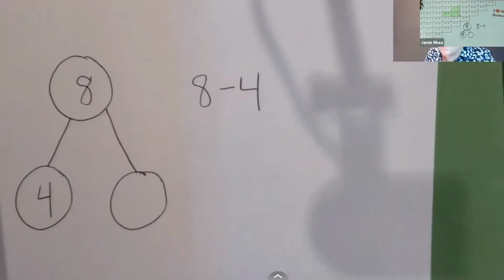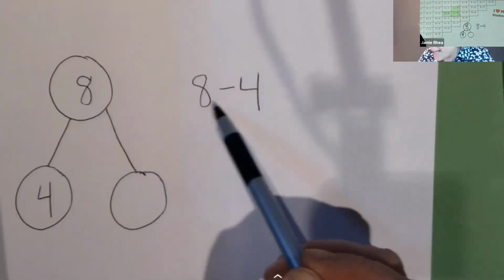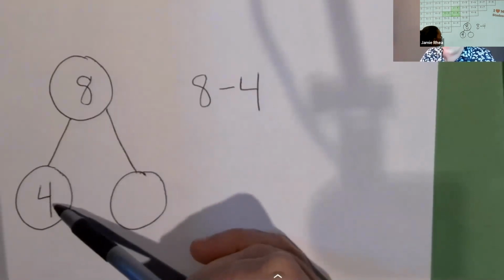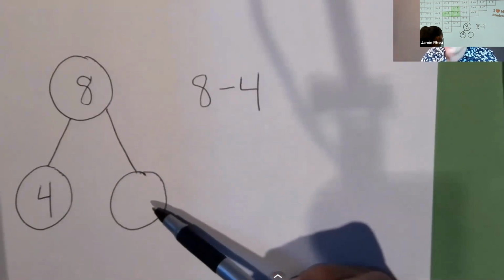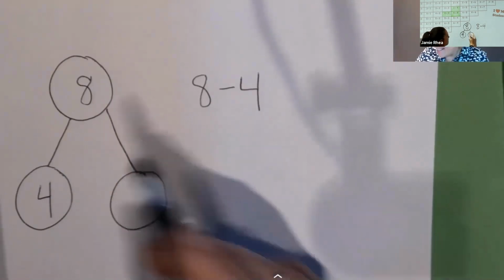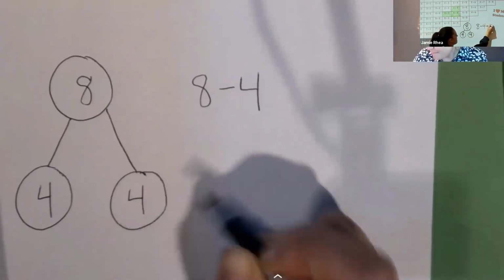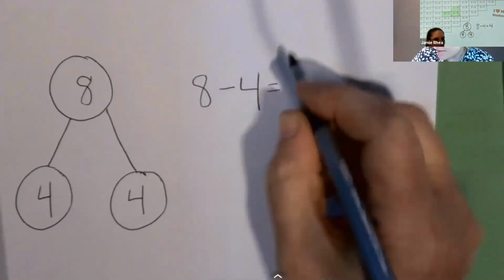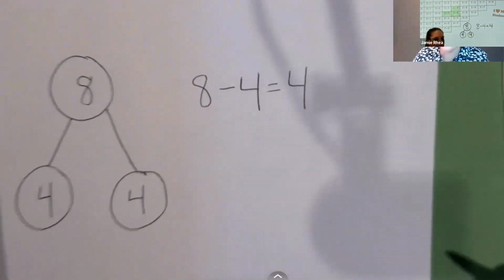Let's finish the number bond. We knew that in 8 minus 4, our total was 8, and one part was 4. What do we know now about the other part? We know that it's 4. So 8 minus 4 equals 4.